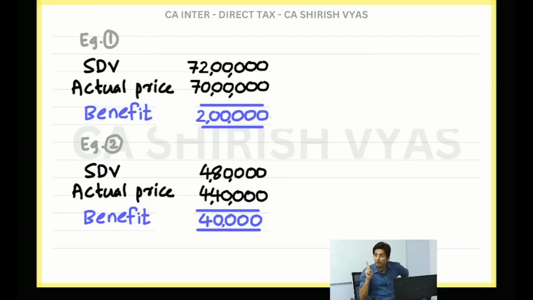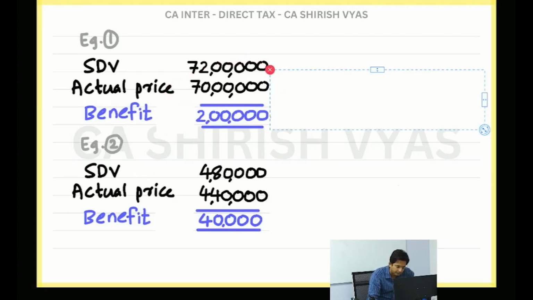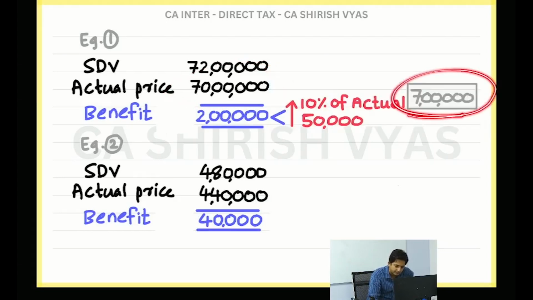You know that formula? 10% of, you know what students goof up here? They take 10% of the stamp duty value. Down the line you will remember 10%, but suddenly in exam you will black out. Oh, 10% was of what? So 10% of actual price. So what is the actual price? 70 lakhs. Calculate 10%. That comes to 7 lakhs.